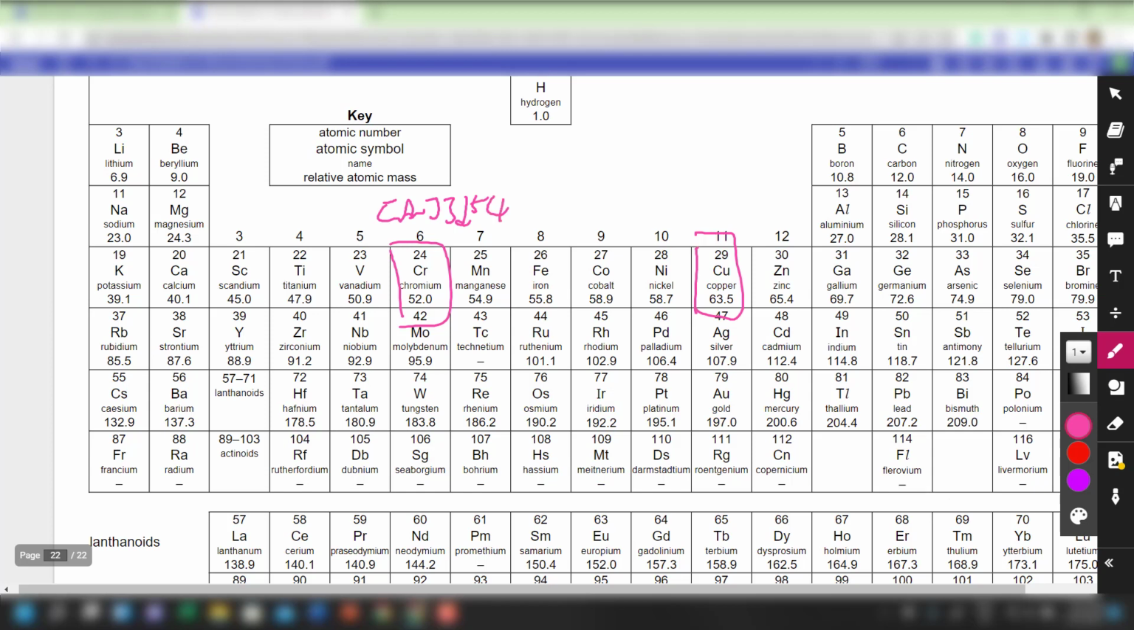Then for chromium, it is not 3d4 4s2, it is actually argon followed by 3d5 4s1. The reason, as you have recalled from the learning of atomic structure, is that half-filled orbitals tend to allow the system to have greater stability. That also has to do with pairing energy, because when I have more orbitals or subshells that are half-filled, that actually stabilizes the system.